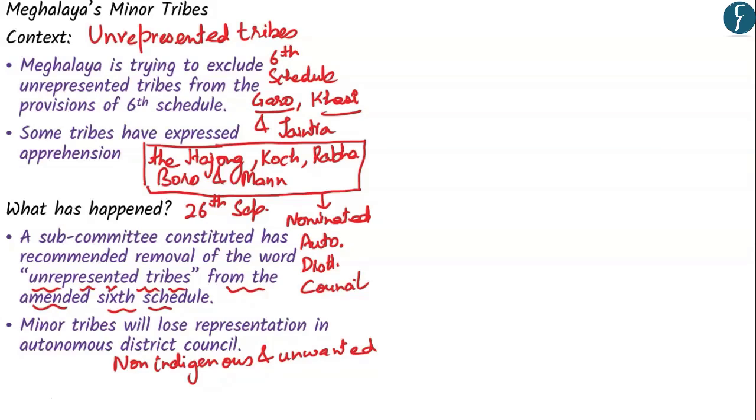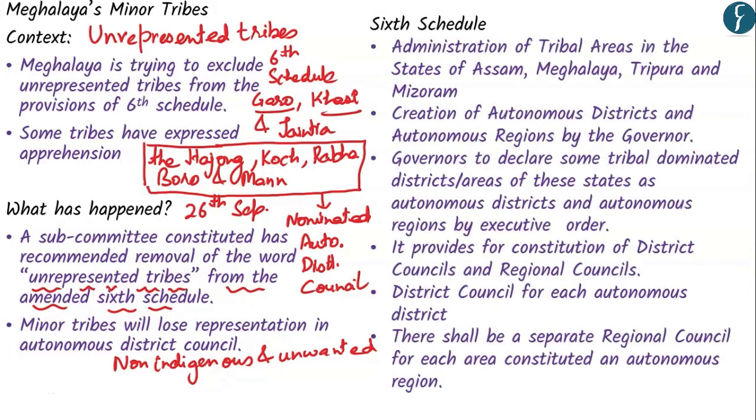Now it is important to understand the provisions of the 6th Schedule. The 6th Schedule was made part of the constitution for the administration of tribal areas in the states of Assam, Meghalaya, Tripura, and Mizoram. It provides for the creation of autonomous districts and autonomous regions by the governor of these states. If there are different scheduled tribes in an autonomous district, the governor may, by public notification, divide the area or areas inhabited by them into autonomous regions.